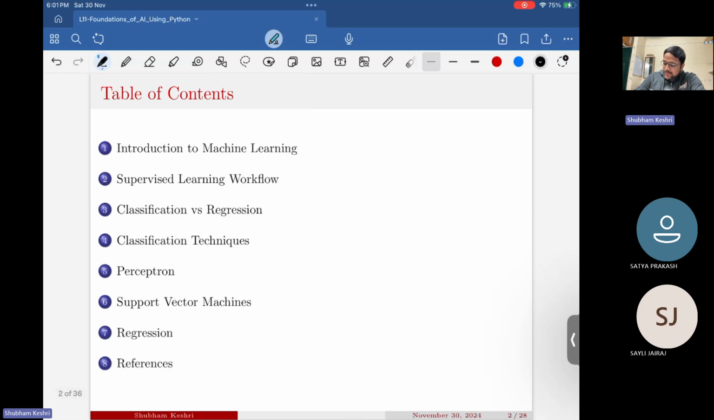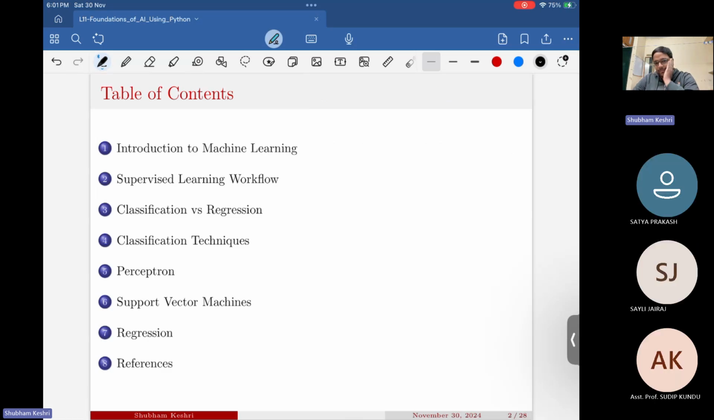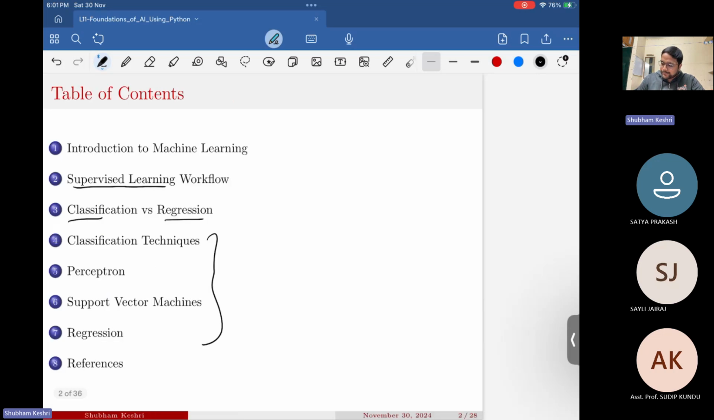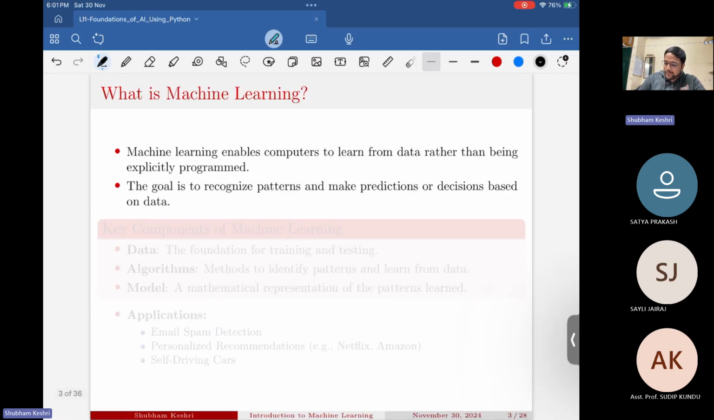Okay. So this is the plan of today's lecture. We will talk about a brief introduction of machine learning, and mainly we'll talk about supervised learning. There are two broad categories of supervised learning. First is classification and the other is regression. We'll see what the difference between the two is, and then we'll see the techniques of doing these two. Before proceeding, we should understand what is machine learning.